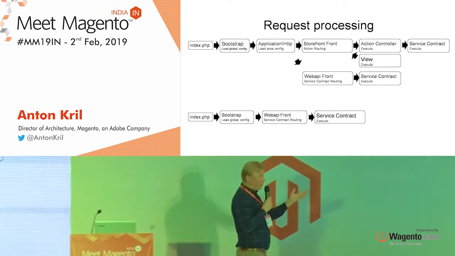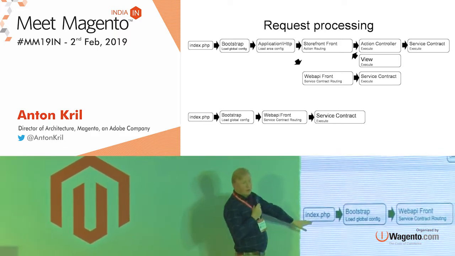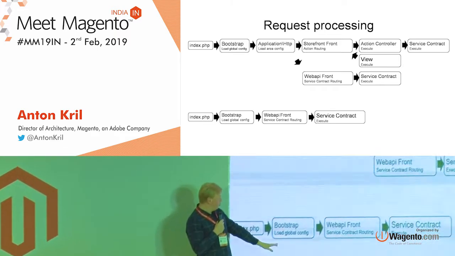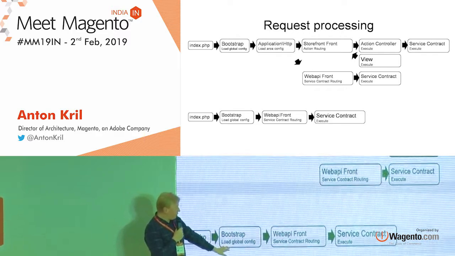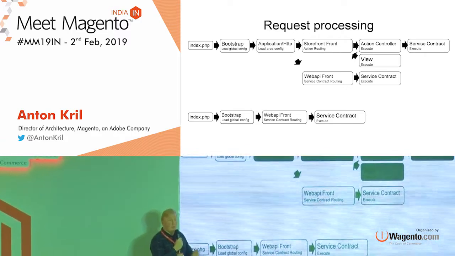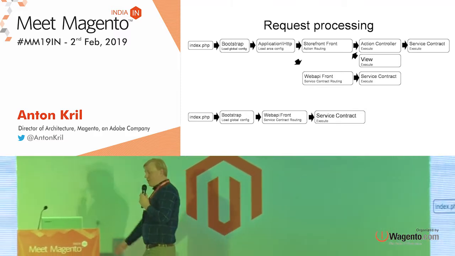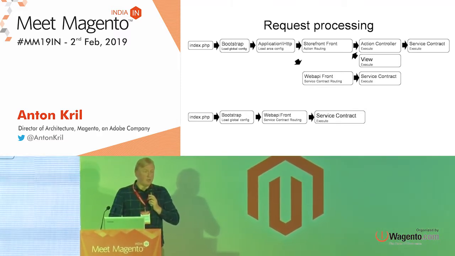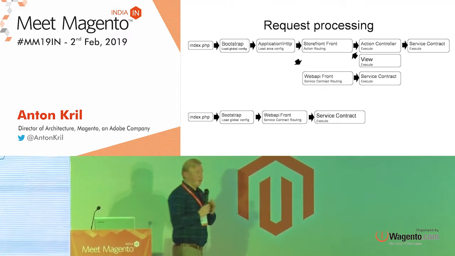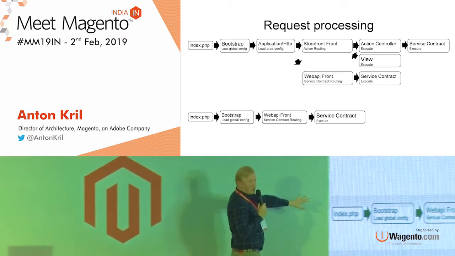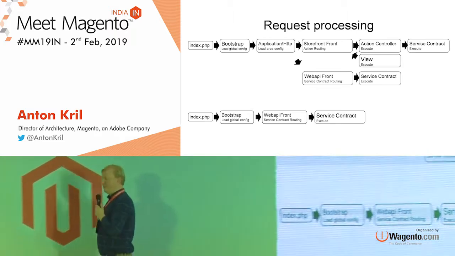So how would an optimized workflow look? You have your entry point per area, you do some bootstrap, and you load your area configuration, with only one step of loading configuration. Then the front controller does routing for a specific service contract and just calls the service contract. On diagrams, this looks much lighter. Good.